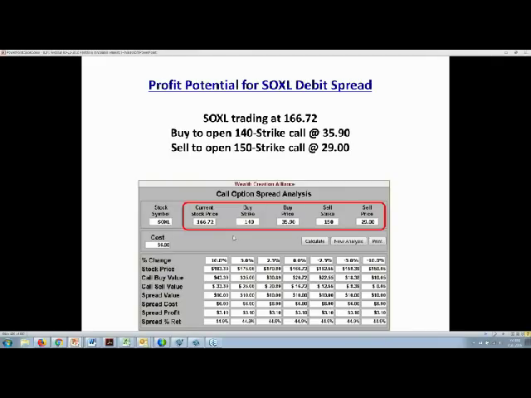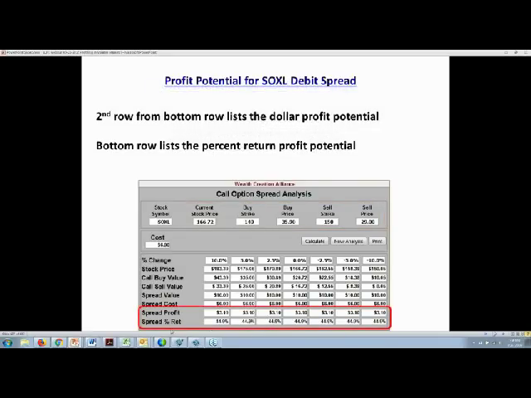In this example, SOXL was trading at 166.72. We bought the 140 strike call at 35.90, sold the 150 strike call at 29, and we hit calculate, and then it will calculate the profit potential for this trade. The second row from the bottom lists the dollar profit potential, and the bottom row lists the percent return for this trade.